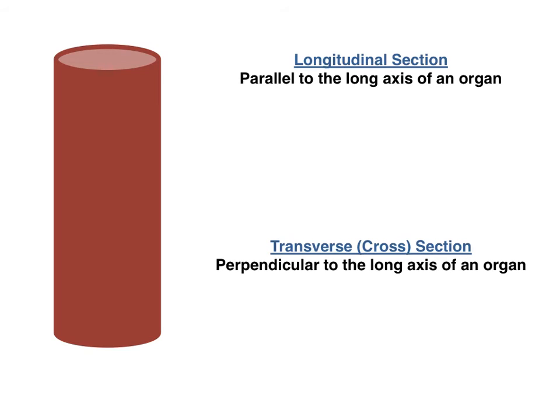A lot of times you'll be looking at sections of organs that are longer than they are wide, so roughly cylindrical organs. Think about a blood vessel, or your intestines, or your trachea, your windpipe. When you're looking at an organ of this type, you'll encounter these terms: longitudinal section and cross-section, or transverse section. A longitudinal section is a section that's taken parallel to the long axis of an organ.